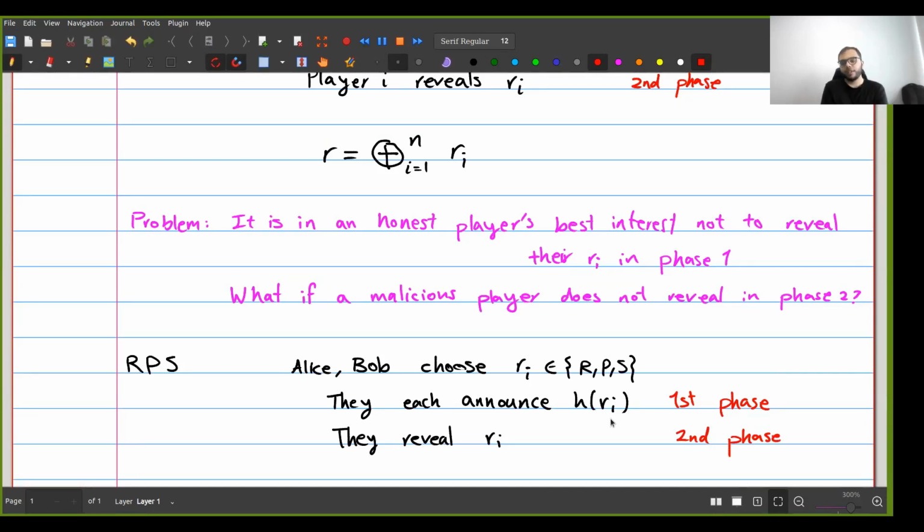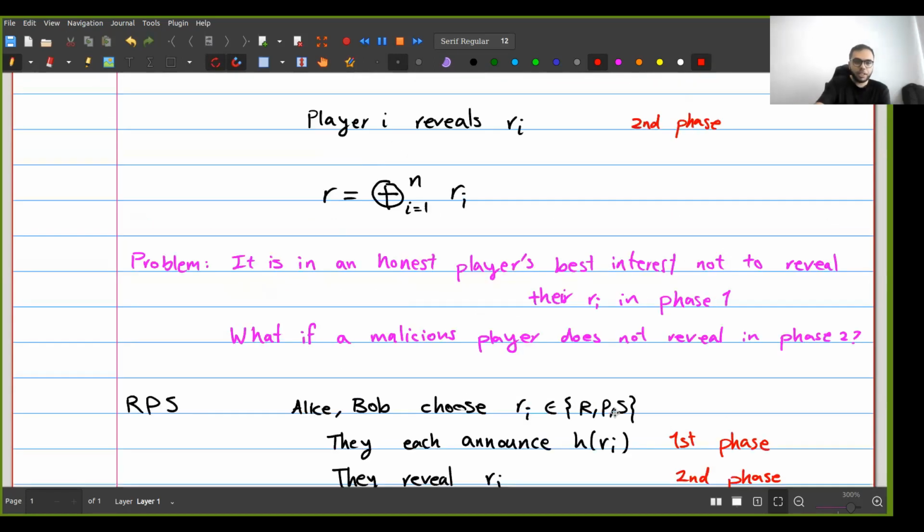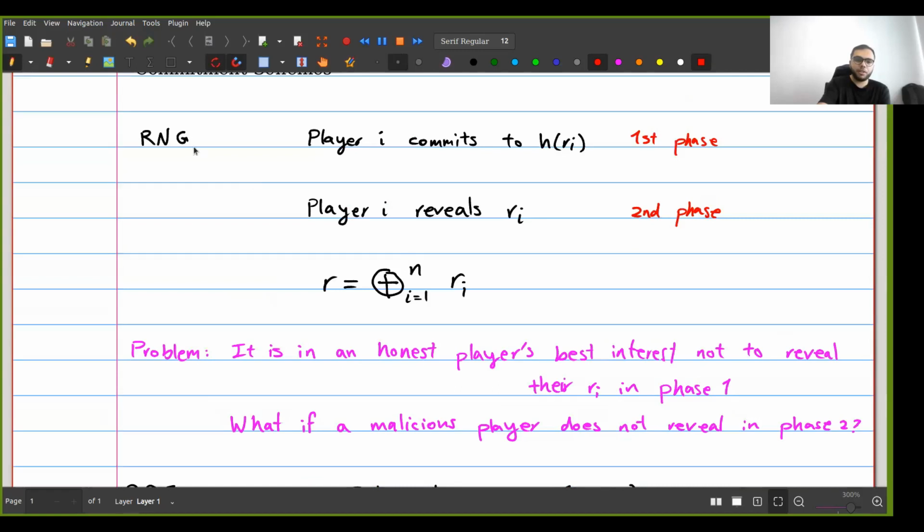And then when the first phase ends, Bob reveals, and I see that Bob has played paper. So I know that I've lost. So now I have an incentive to decide not to reveal in the second phase. Okay, so the situation is very similar to the random number generator.